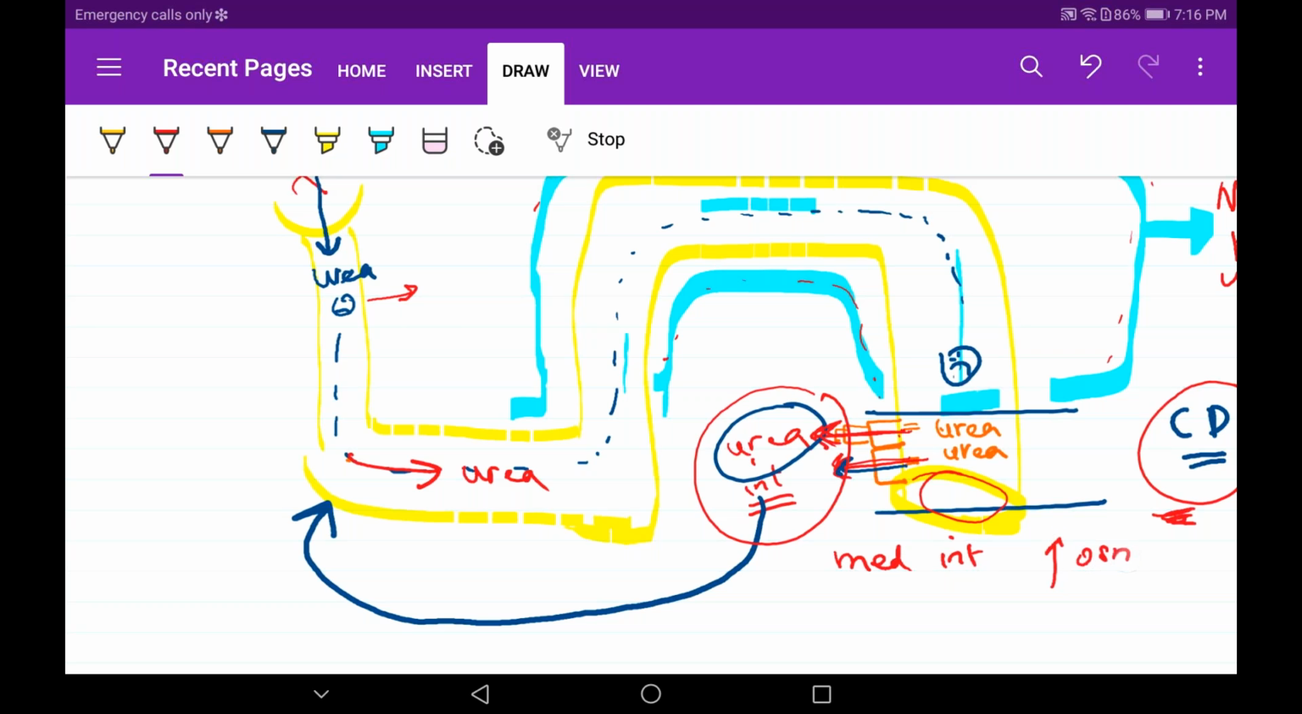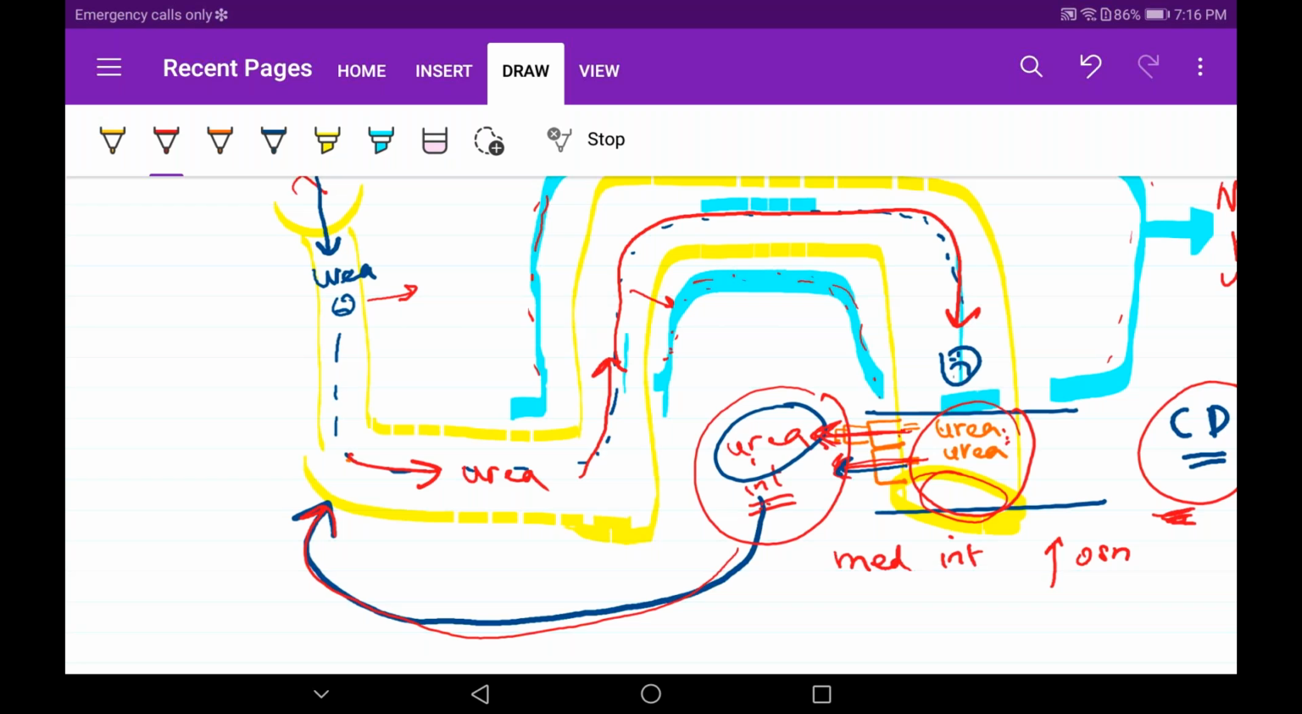Then this urea will go back, re-enter into the loop of Henle, and it will go again like this. Again, this whole area is impermeable to urea, so it can't go outside, so it will just go over here, it will get concentrated, and then again it will come in the last part, again it will come back like this. So what is happening, my friends, tell me? Yes, it's cycling like this.